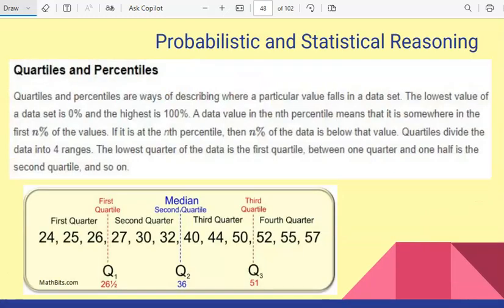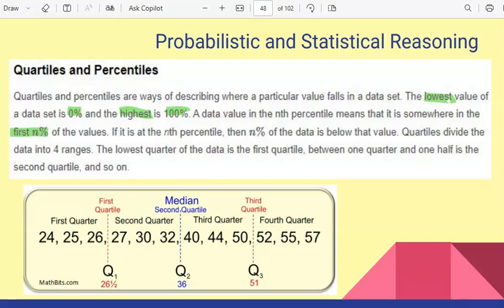Quartiles and percentiles. Quartiles and percentiles are ways of describing where a particular value falls in a data set. The lowest value of a data set is 0%, and the highest is 100%. A data value in the nth percentile means that it is somewhere in the first n% of the values. If it is at the nth percentile, then n% of the data is below that value.